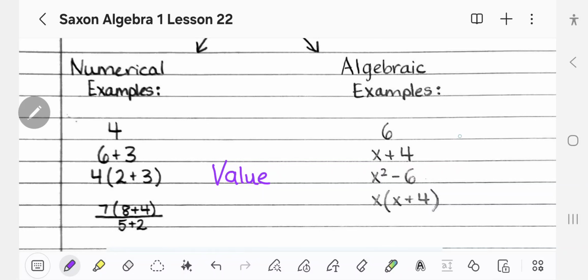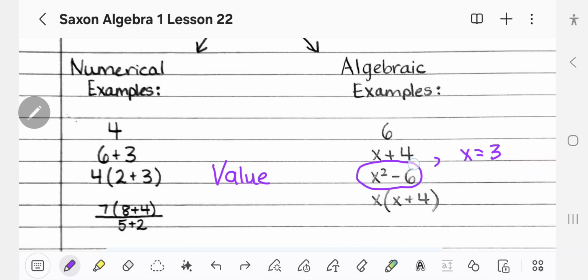Now the ones on the right, the algebraic expressions, they all have a value as well. This one has a value of 6. That's pretty easy to see. This one, we don't know its value though, unless we know a value for x. So its value would depend on the value for x. And in the book, it says if we assign x the value of 3. So if we said for when x is equal to 3, then we could say, yes, this does have a value. It would have a value of 7.